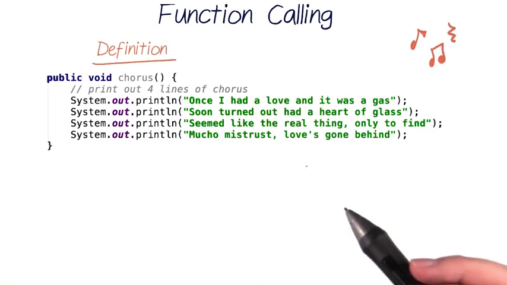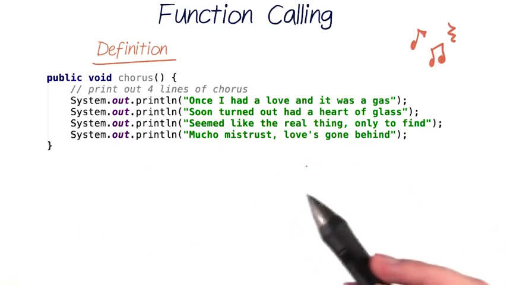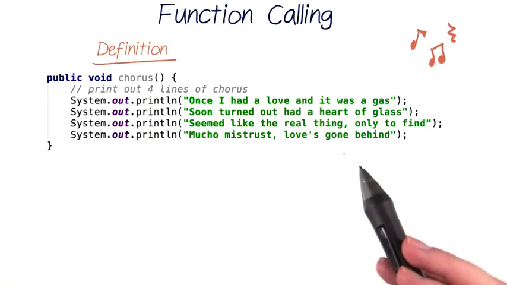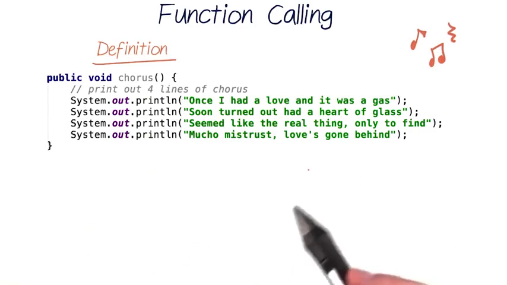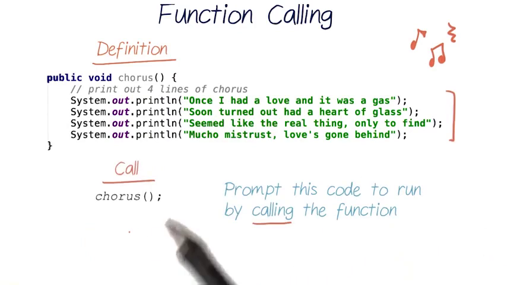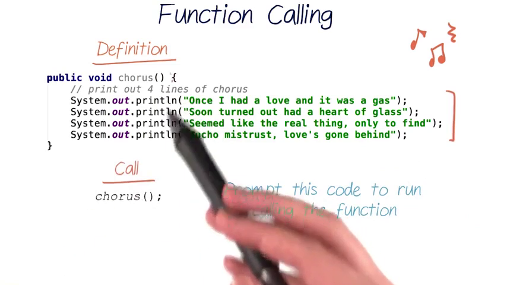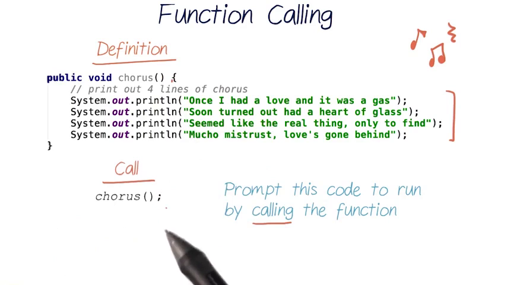For our karaoke machine, we now have a completed chorus function definition that contains code to print out the chorus to Heart of Glass. But how can we actually use this? To actually use a function inside a program and prompt this whole block of code to run, we have to call it. A function call just means we refer to that function by its name, in this case chorus, with empty parentheses. And we follow that by a semicolon.